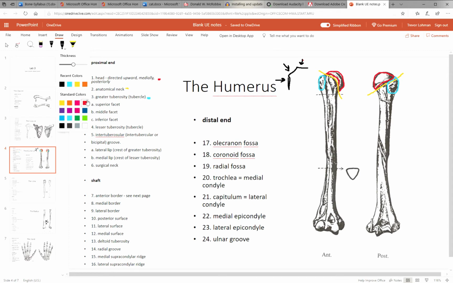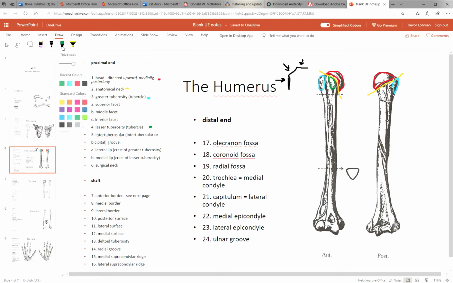Lesser tuberosity. Let's do lesser tuberosity in green, I guess. It's right here. And in the posterior view, we can't really see it. And you know what, I'm going to amend my, I kind of got a little carried away on the greater. From the back, it's really just this area. Alright, so lesser tuberosity was green.